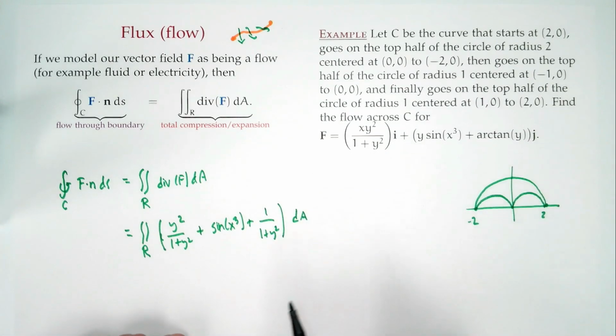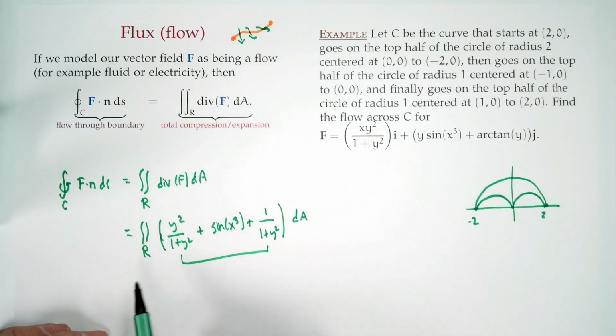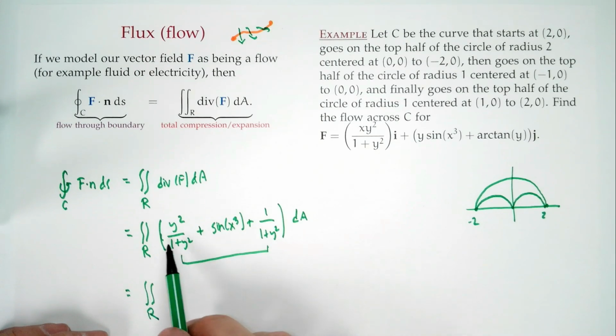Now, we start this, we say, hey, good news. Those combine together in a nice way. And if you combine these together, what you end up with is y squared plus 1 over 1 plus y squared, which is 1.